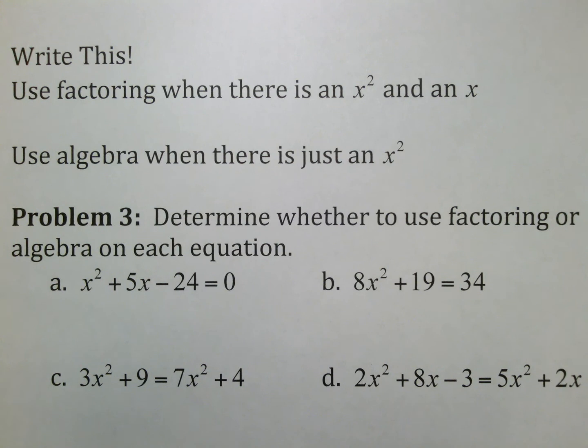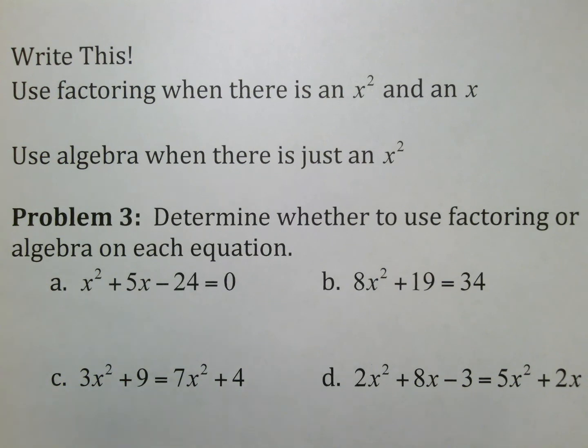Problem number 3 is going to say determine whether to use factoring or algebra on each equation. What I explained to you was we use algebra when there is just an x squared. If you look and you see x squared but you don't see any other type of variable, then you can solve using algebra. If you see an x squared and an x, then you have to solve by factoring because that's the only way you can deal with the x squared and the x. And that's really what it comes down to.